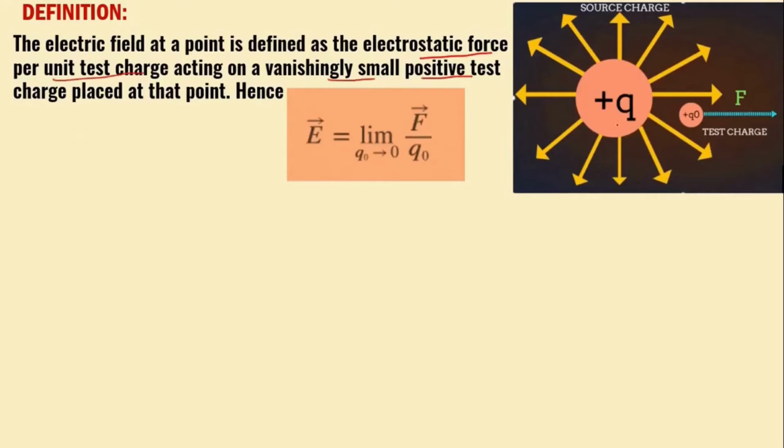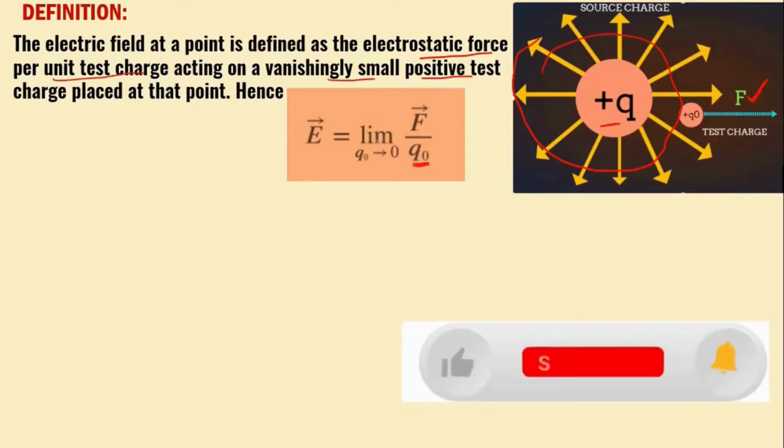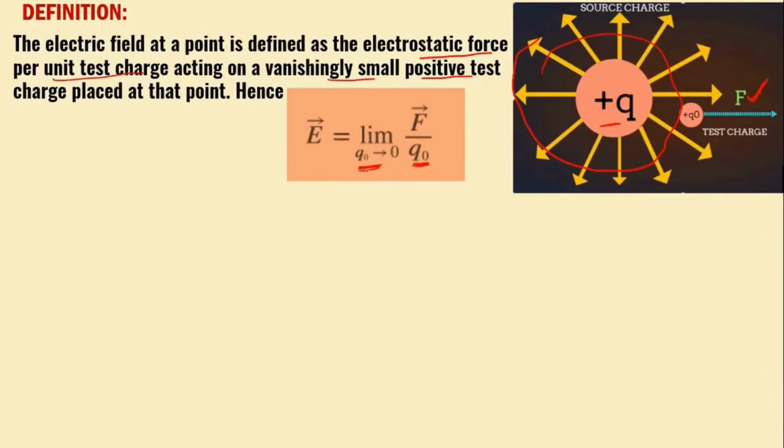As I have shown you, if we have a source charge plus Q placed in space, the region around it gets modified by the presence of the electric field. Now, if a test charge is placed near the source charge, it will experience a force. Mind it, the test charge has to be vanishingly small. Why is it so? We can represent it as a limiting case of Q naught tending to 0. This is the very important part in defining the electric field. So, what will be the definition? It is defined as the limiting case where Q naught tends to 0 of the force per unit test charge.